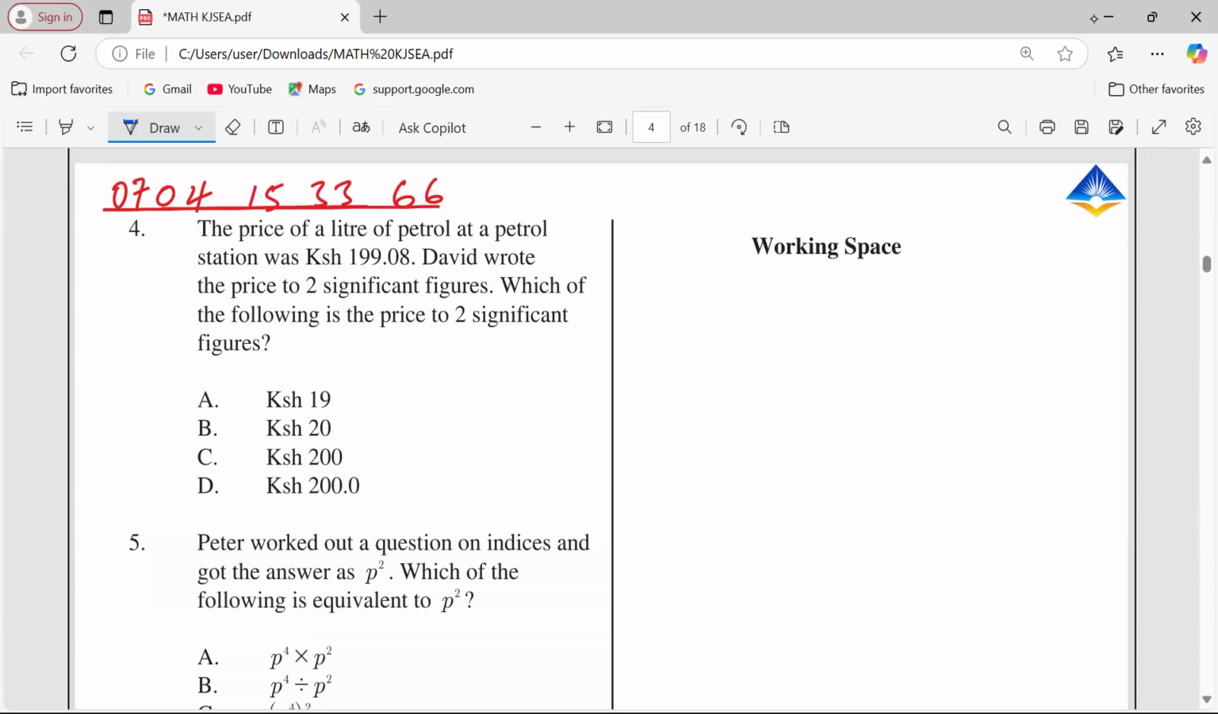Number 4. The price of a liter of petrol at a petrol station was 199 shillings and 8 cents. David wrote the price to 2 significant figures. Which of the following is the price to 2 significant figures? So when you talk about significant figures, we need to count the first significant figure here.